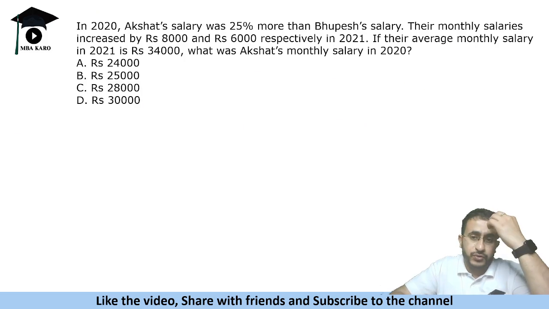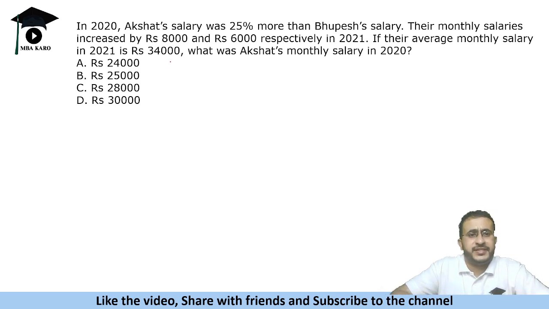Now, how to apply these percentages in taking variables? Suppose this is a question. It says in 2020, Akshat's salary was 25% more than Bhupesh's salary. Their monthly salaries increased by rupees 8,000 and 6,000 respectively in 2021. If their average monthly salary in 2021 is 34,000, what was Akshat's monthly salary in 2020? It is not a difficult question. But yes, definitely people will take time to solve this. It will take some time, you cannot just blindly get the answer.